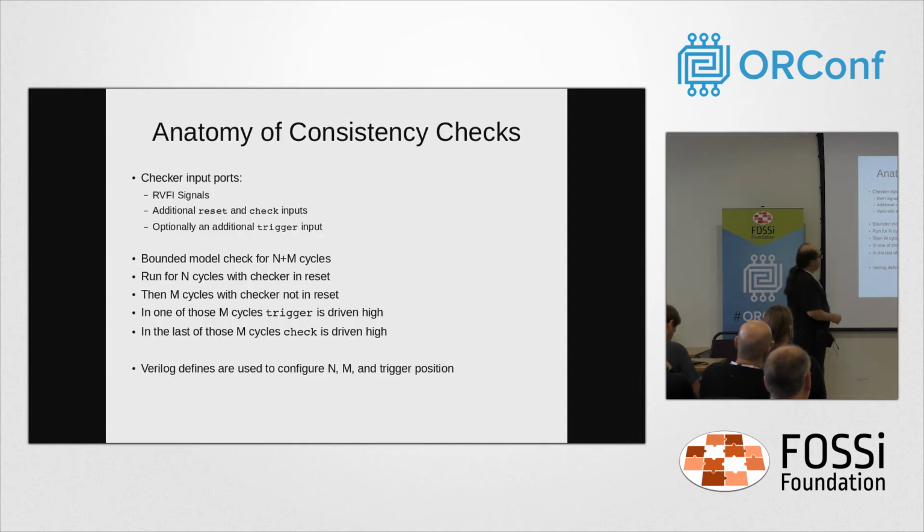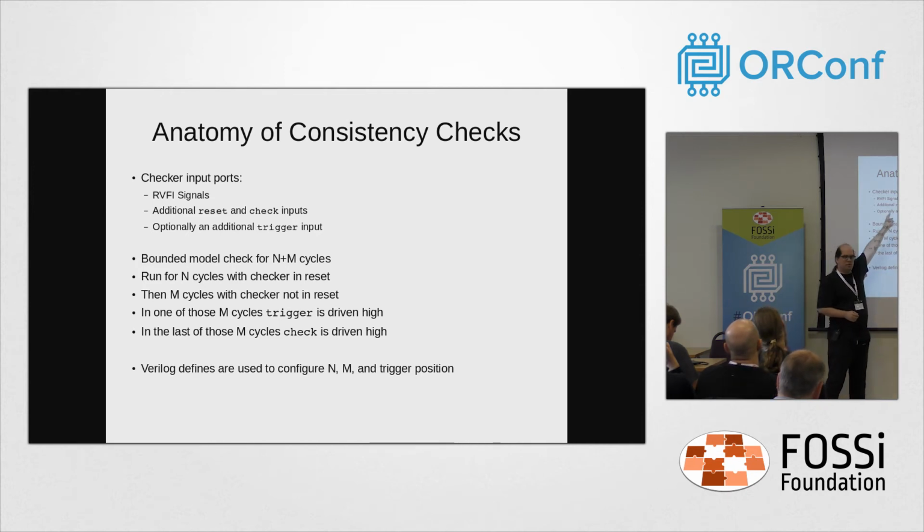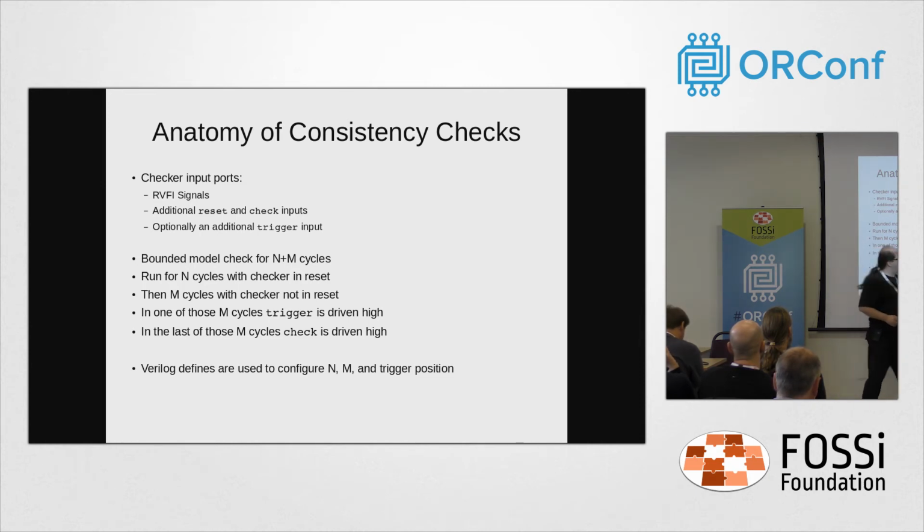So the consistency checks look very similar to the instruction checks, at least from the interface. They also have the RVFI signals. We not only have a check signal, but also a reset signal. And the reset signal essentially disables the checker for the first n cycles. So for the first n cycles, we have reset active. And then we have m cycles where reset is inactive. And in the last of those m cycles, we also set the check input.